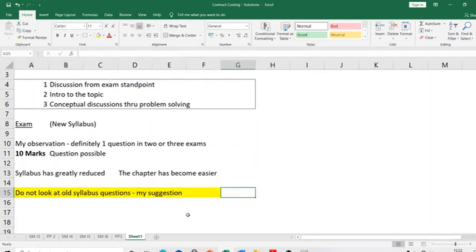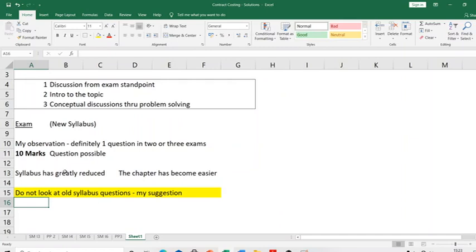This is definitely my suggestion. Or you might think, I'll look at the old syllabus question paper, remove whatever is not in the syllabus, and then use the balance part. I would say that's not a very efficient use of your time. Rather than wasting time like that, my suggestion would be to just use whatever questions are available for the new syllabus. Practicing those should be more than sufficient.